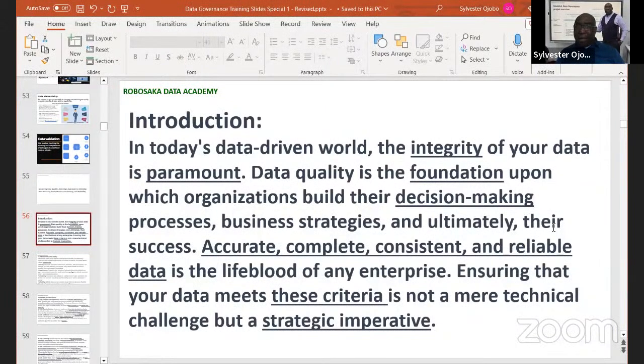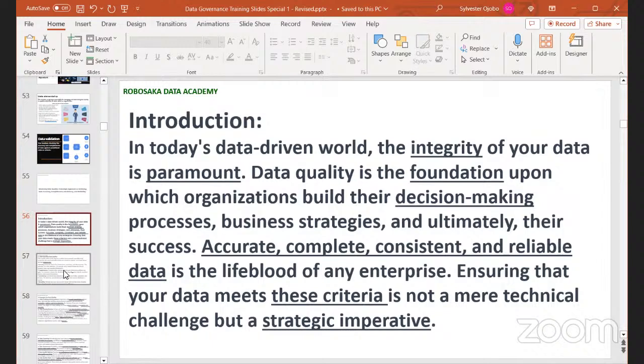Okay, so accurate, complete, consistent, and reliable data is the lifeblood of any organization. You can just imagine why I'm laying emphasis on this. Ensuring that your data meets these criteria is not a mere technical challenge, but an imperative strategic approach. It must be strategically enshrined into the business goals, aims, and objectives of your enterprise.